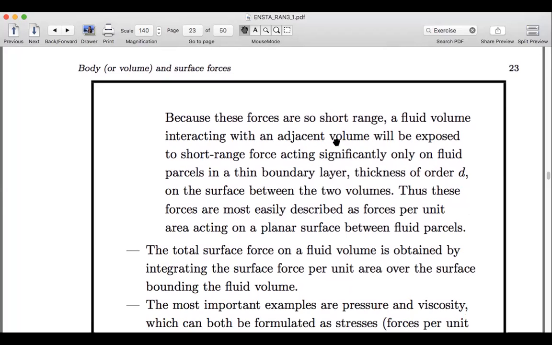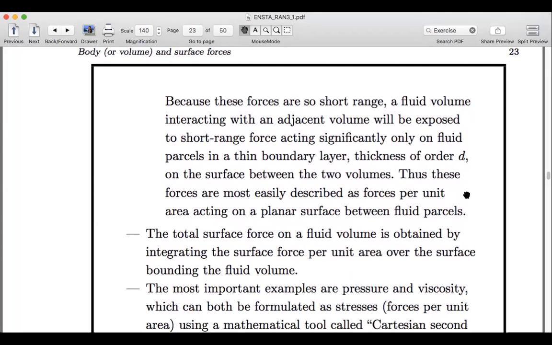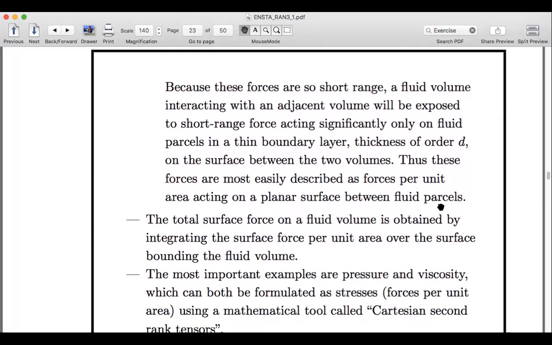Okay, so because the forces are so short range, a fluid volume interacting with an adjacent volume will be exposed to these short range forces only within a boundary layer of order the mean free path. So when I say they're short range, I mean they're of the order of the mean free path of the fluid. And so in our macroscopic description of these fluids, these forces become forces per unit volume.